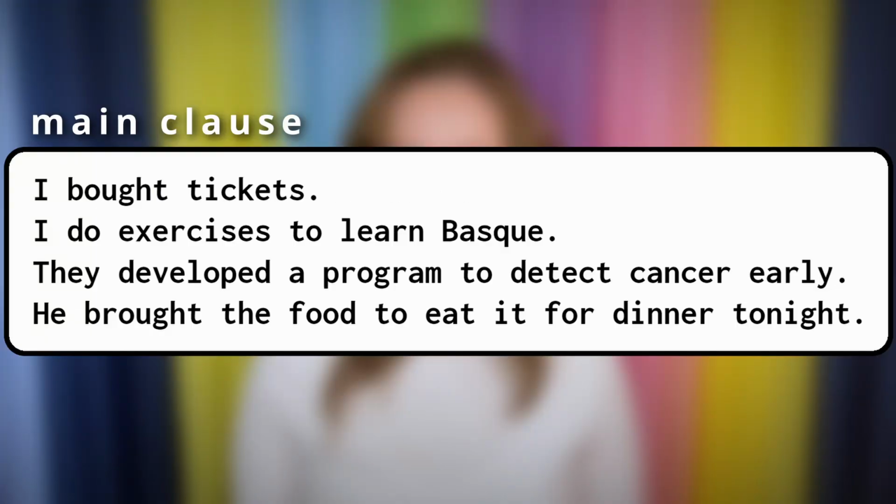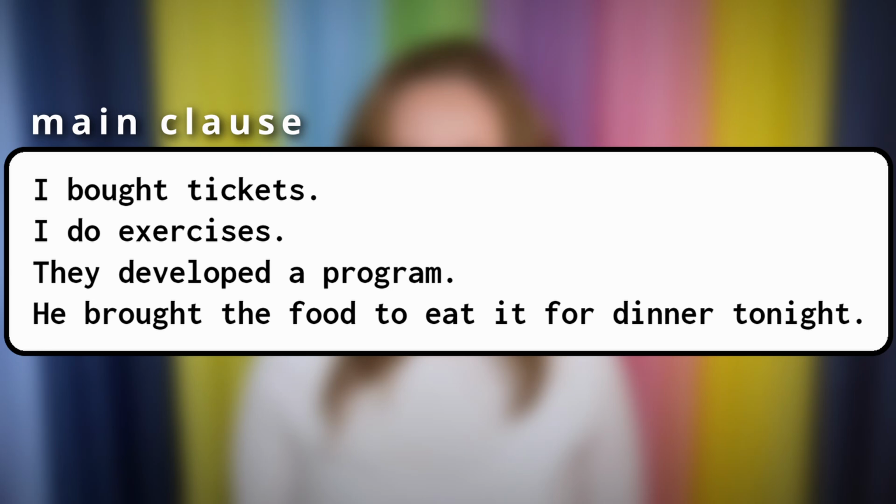See, in each sentence we have something called a main clause. The main clause stands independently from any other information in the sentence. I bought tickets. I do exercises. They developed a program. He brought the food. The verbs contained in these main clauses are not verbs dealing with motion, and that's why we use the tzeko or teko suffixes. So basically, this expresses the intention or purpose of any other verb except a movement or anti-movement verb.